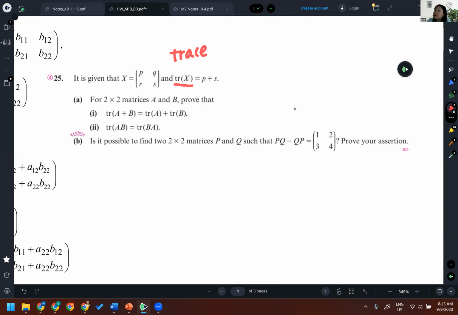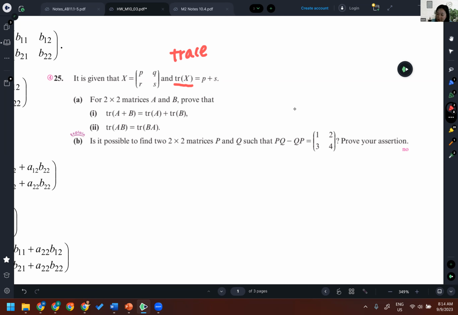We define, that means, just call this trace. What is the trace of X? That is the sum of the principal diagonal. In this case, P plus S. Okay. Now, why do we call this the trace of X? I think upon finishing part A1 and part A2, you should notice the importance of this function trace.